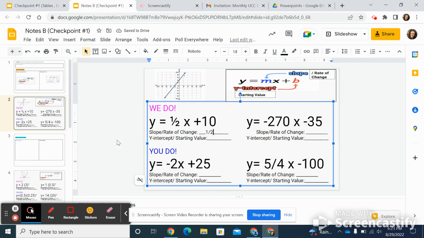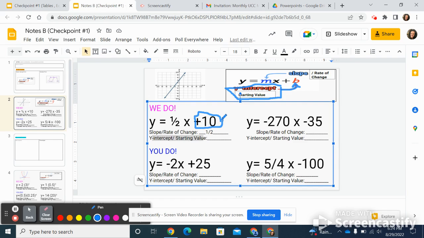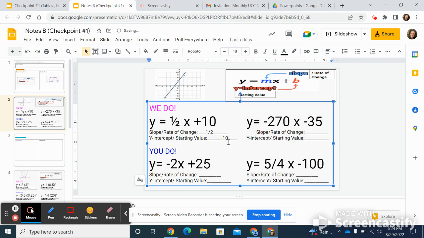Okay, next question. What is the y-intercept or the starting value? I'm going to look at my picture again. I'm going to change colors here. The y-intercept, the starting value, is whatever number is in the B spot. When I say the B spot, it's that number at the end or that number kind of hanging out by itself. In this problem, it's a +10. Always take the sign with the number you're using, +10. So in this next line, I'm going to say it's 10. Okay, that is just how you're going to read a linear equation.